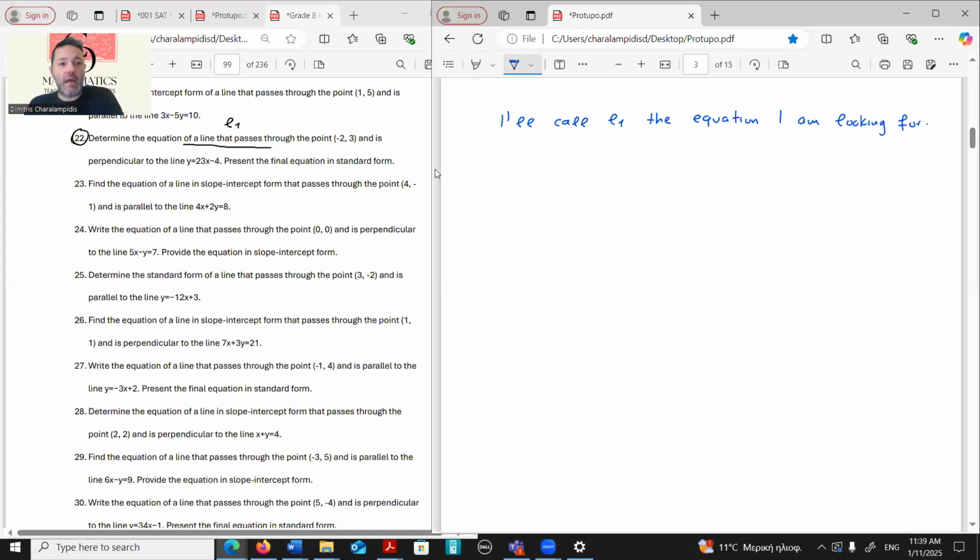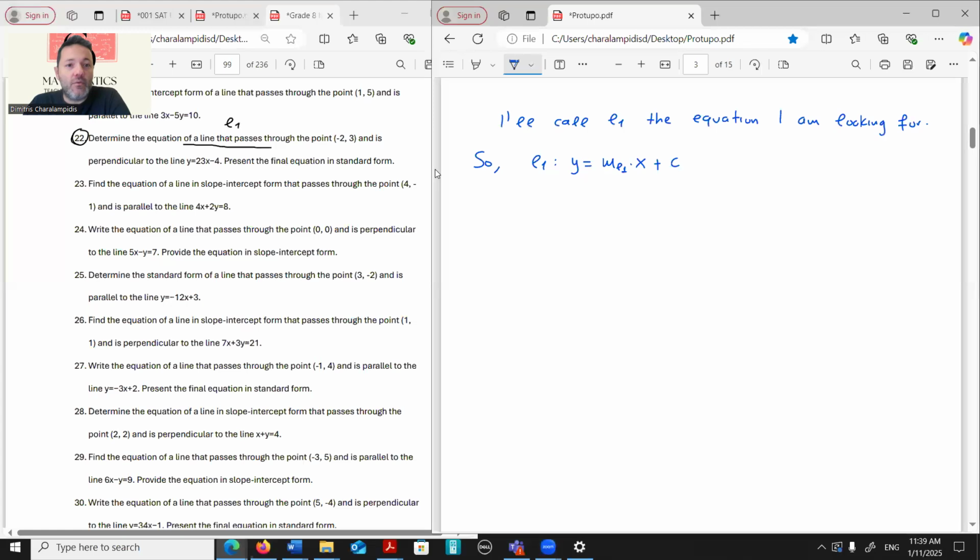Every single exercise in which we are asked to determine the equation of a line should start from us trying to find the equation of the line in its slope-intercept form. So L1, so far, should be y equals m of L1 times x plus c, where m of L1 is the slope of L1.